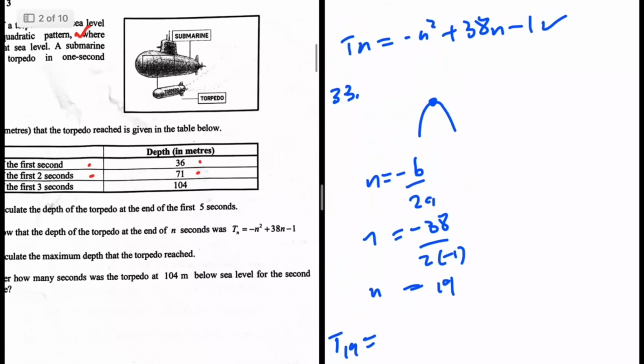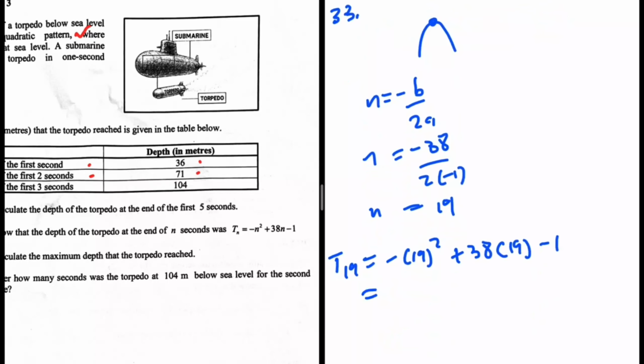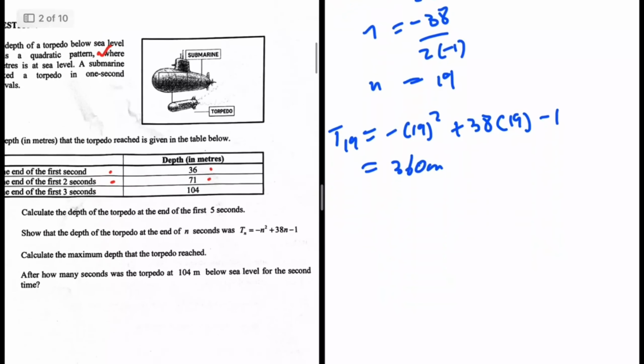So T19 is therefore equal to minus 19 squared plus 38 multiplied by 19 minus 1. Let me substitute that in my calculator. That is 360 meters. So that is the maximum depth.